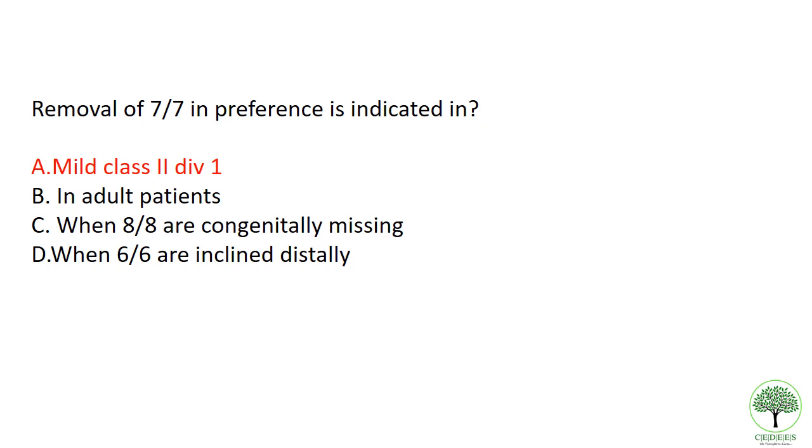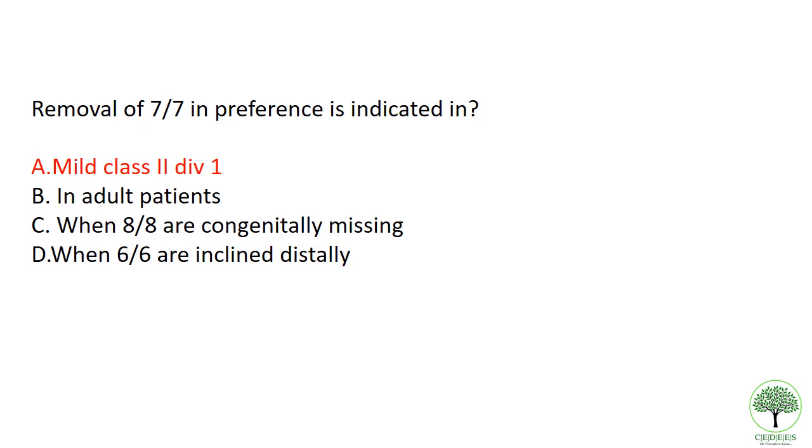Now in mild class 2 div 1 cases, extracting the second molars is not a routine choice. It's done in specific indications such as when the second molars could be grossly carious or have poor periodontal prognosis. That would be one. And another reason is when the 8s are actually present and not congenitally missing, as opposed to option C. And also when the 6s are inclined mesially. So in cases where the 6s are inclined mesially and when the 8s are present, extracting the second molar would cause a greater chance of distalization of the first molar, where the inclination changes from mesial to distal.